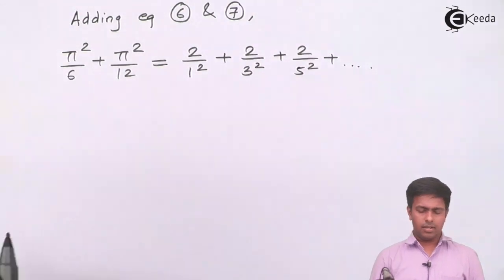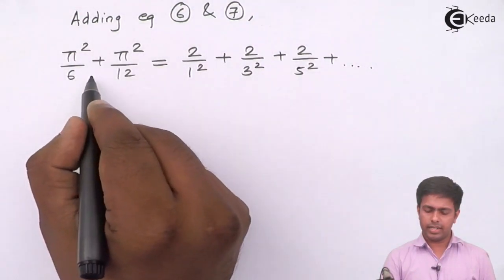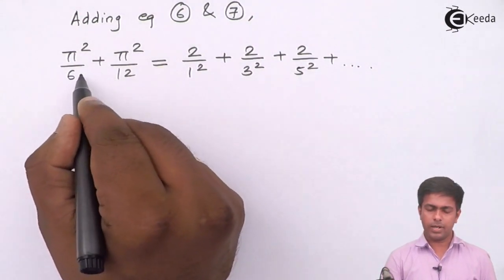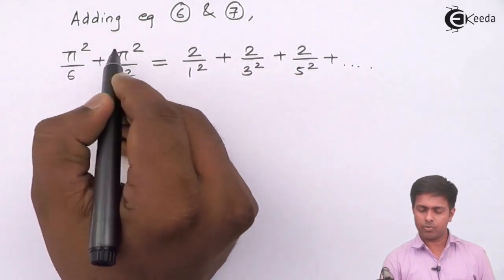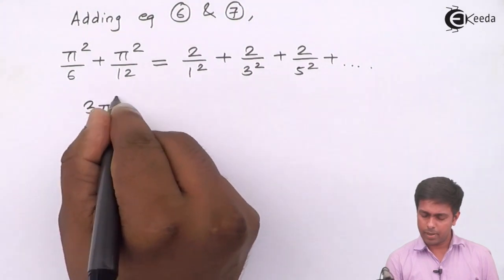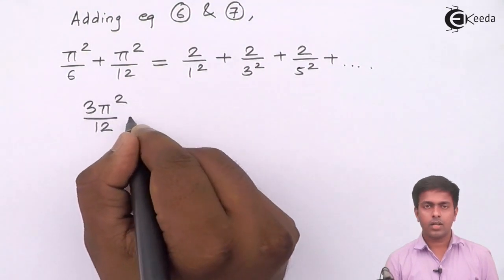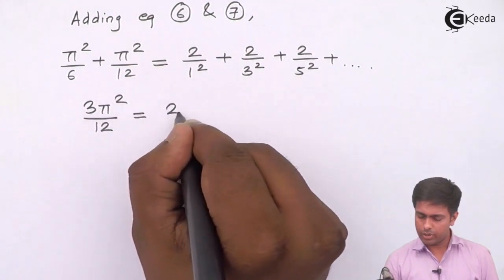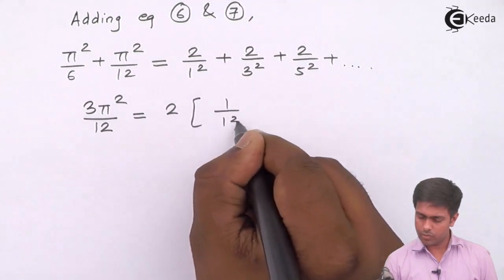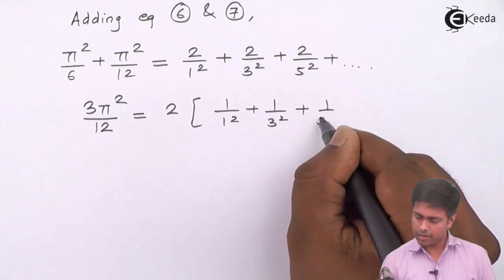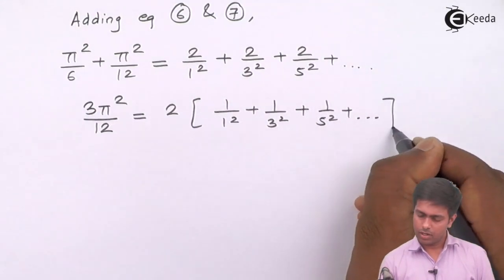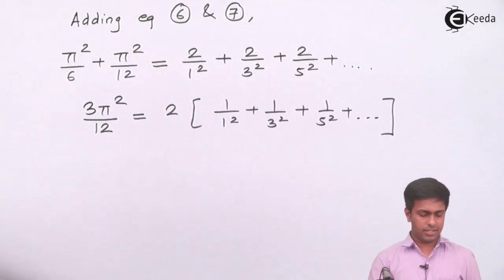Now guys, let's simplify this. So the LCM is 12, so I'll multiply this with 2. So here also I'll multiply by 2. 2 pi square plus pi square is 3 pi square upon 12, which is equal to 2 times 1 upon 1 square plus 1 upon 3 square plus 1 upon 5 square and so on. So guys, here we got all the odd terms.